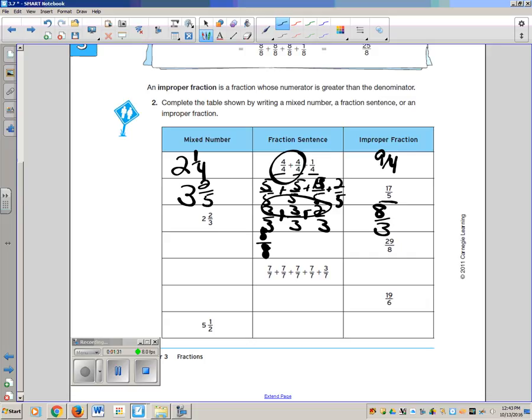And for a whole, I need 8/8. Plus 8/8. That gets me up to 16. Another 8. I'm up to 24. The last part would be 5/8. I have 3 wholes plus 5/8, so 3 and 5/8. Okay.